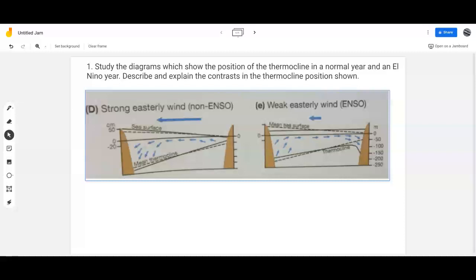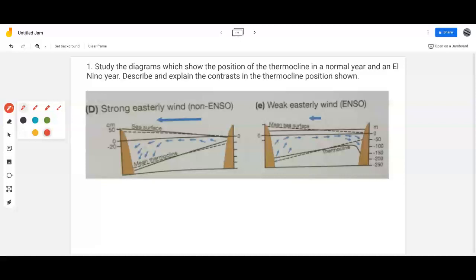I had a question come in about this exam style question, just getting a little bit more advice on it. So I'm going to record a short video that'll help to explain that a little bit more to you. Let's have a look at the question first of all.